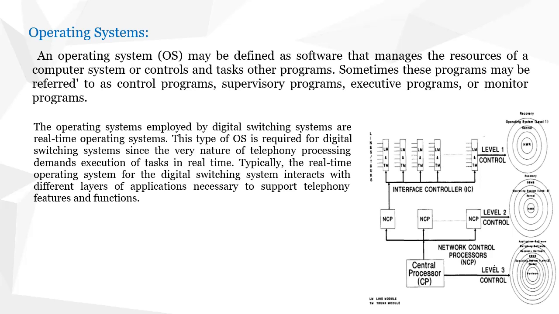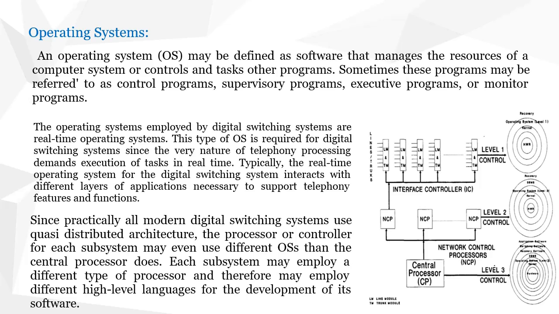The operating systems employed by digital switching system are real-time operating systems. So now we are coming to the operating system which is used for digital switching system. Those operating systems are real-time operating system, RTOS. There is a subject called RTOS in your higher semester which you will be learning in detail. This type of operating system is required for digital switching system since the very nature of telephone processing demands execution of tasks in real time. Because we do transactions in real time, just like a telephone connection where we are talking in real time, we require an operating system which can operate in real time. That is why the operating system used is RTOS, or real-time operating system. Typically, the real-time operating system for the digital switching system interacts with different layers of applications necessary to support telephony features and functions.